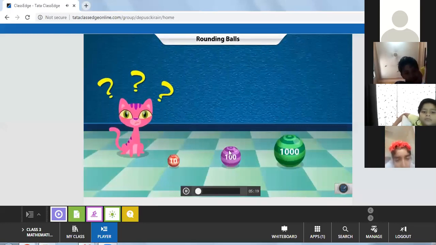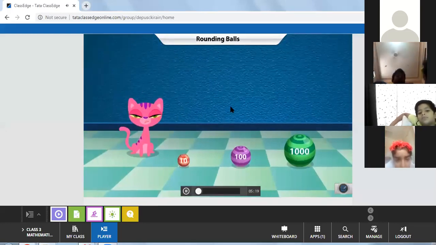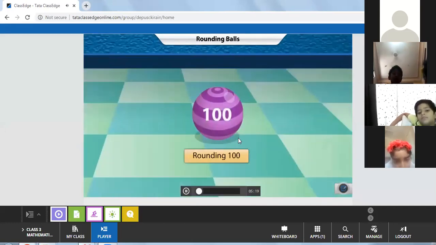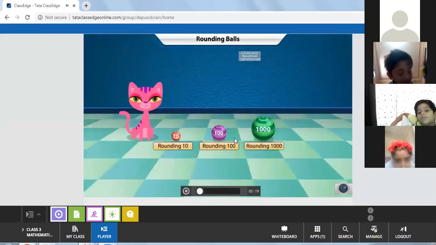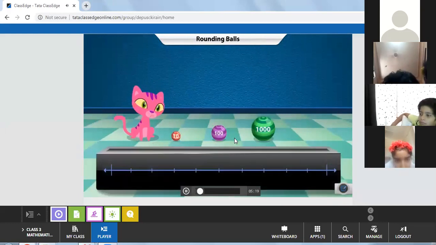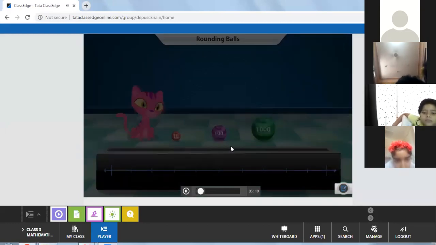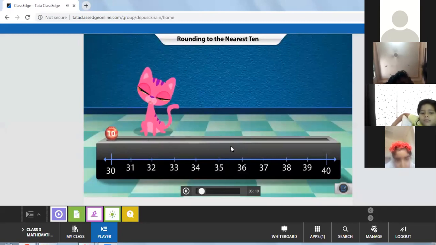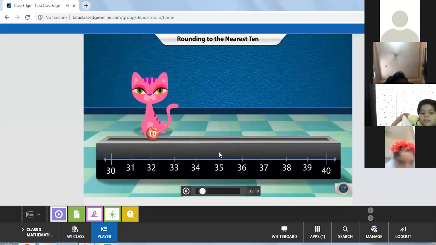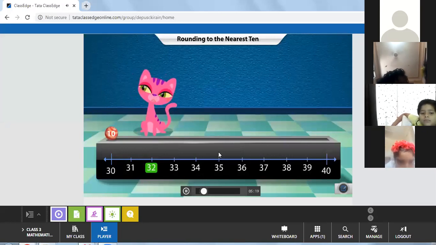Catty has found 3 balls. Look, the balls are marked with numbers. That is interesting. Catty decides to put the balls on a number line, one at a time. Catty starts with the rounding 10 ball. Now that's interesting. When Catty puts the ball on a number, it always rolls to the nearest multiple of 10. So, what the rounding ball does is that it rounds any number to the nearest 10.